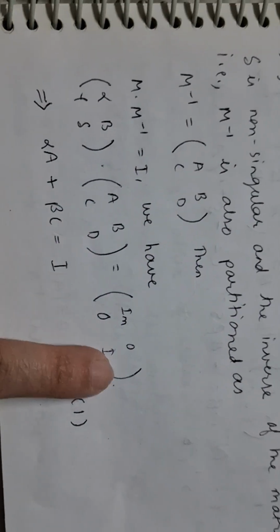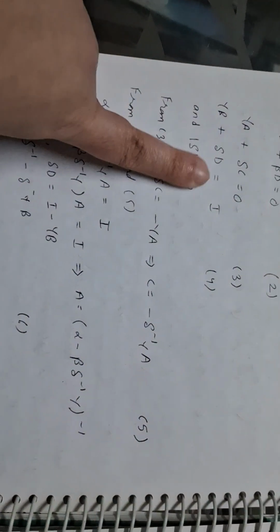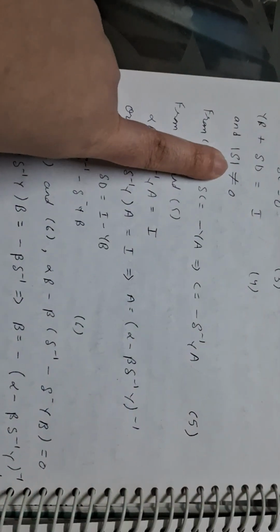Similarly, for the second equation, this will be equal to 0. See here, this is set equal to 0. Then the third is also set equal to 0, and the fourth part is set equal to I again. And so the determinant of delta should not be equal to 0, that is, delta should be non-singular.